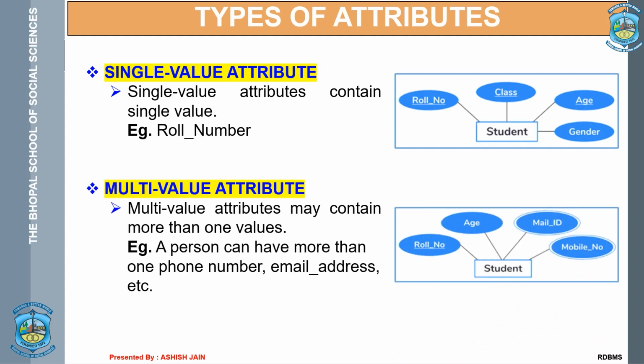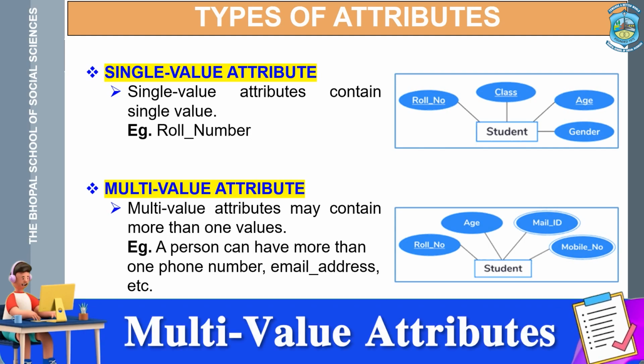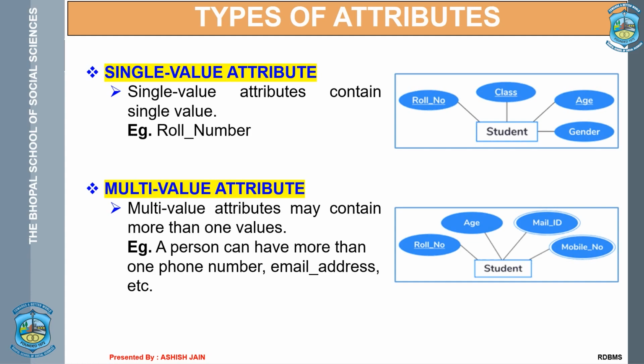Similarly, we have multi-value attribute. If in a particular column we have more than one value for a particular property, it is called multi-value. For example, phone number. A person may have one or more phone numbers, email addresses, etc. So these are multi-value attributes, and multi-value attributes are depicted by using double line ellipses or oval boxes. In this example, we have the mail ID as well as mobile number as multi-value attributes.